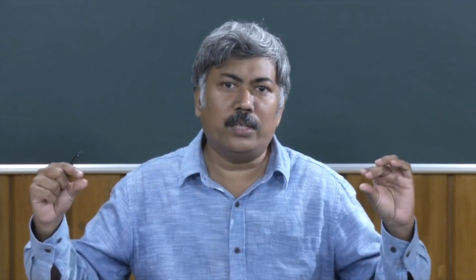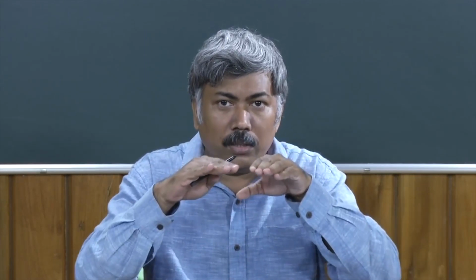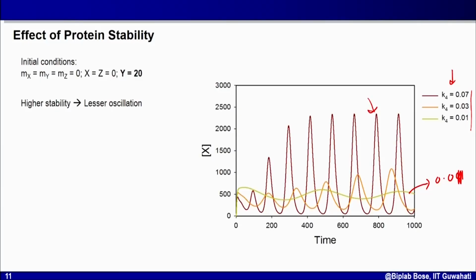If the repression is low, then also I don't get oscillation. If the repression is very high, then also I lose the oscillation. So I have to make a balance. And that balance is controlled obviously by how much protein is there in the system. If you make the system such that the proteins are very stable, then this oscillation will get reduced. So higher stability of protein gives rise to lesser oscillation.